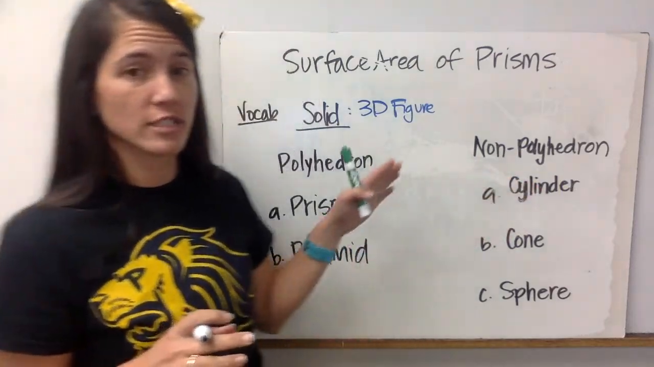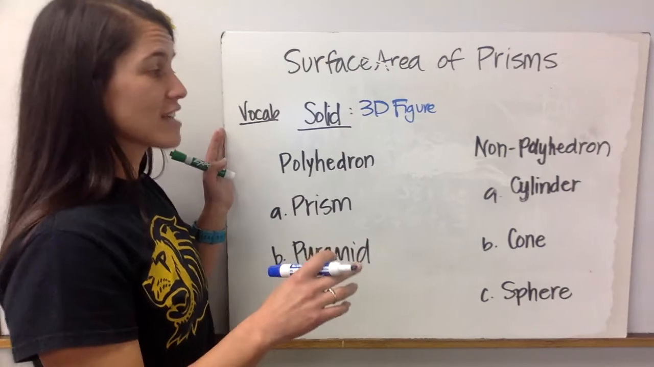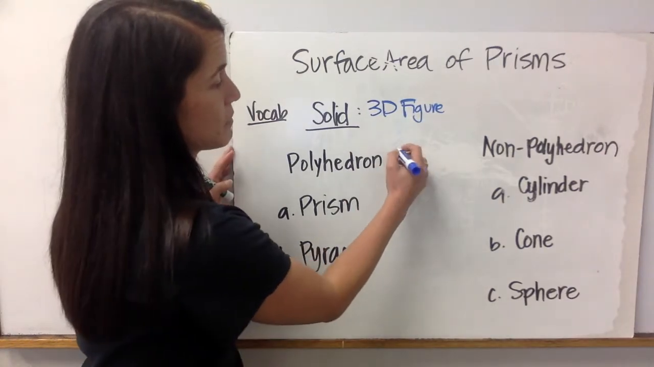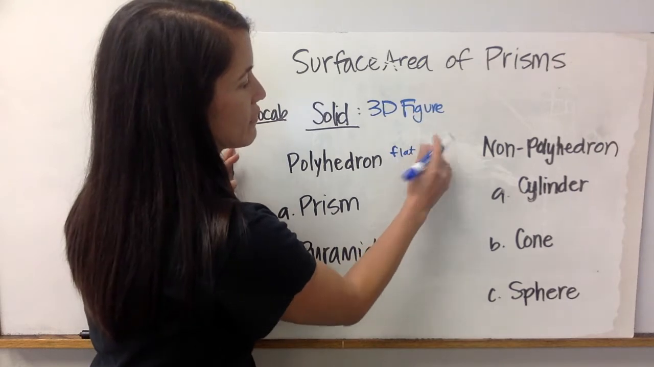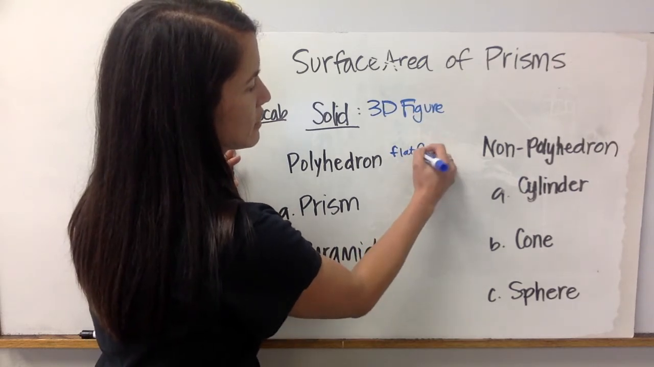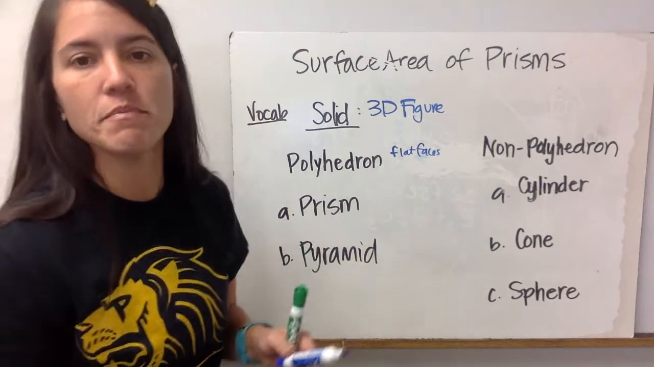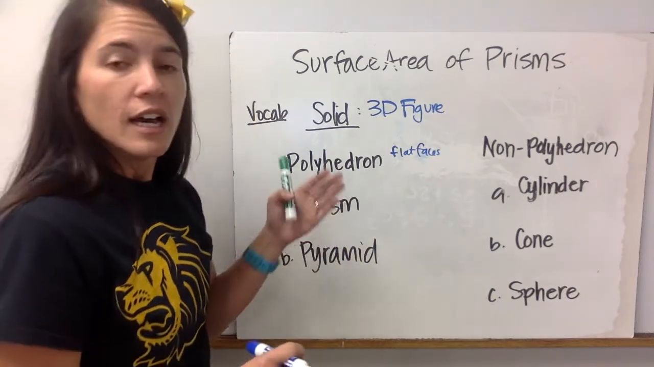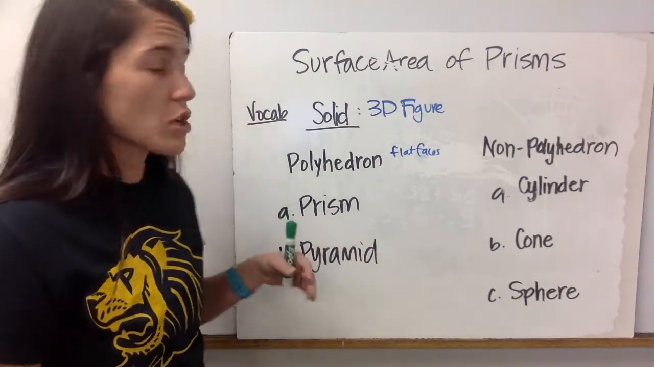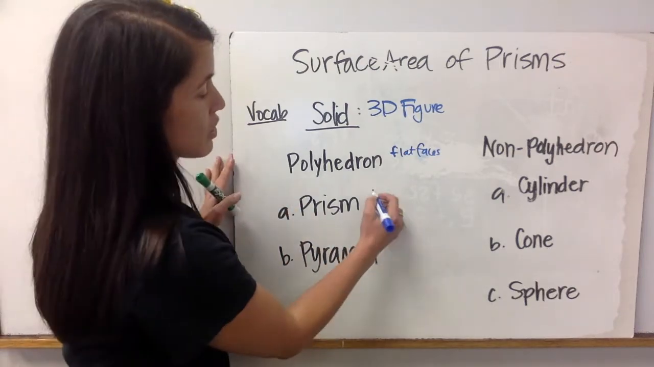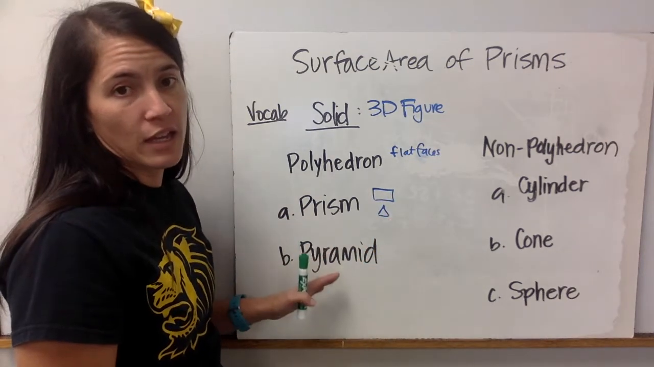There's polyhedrons and non-polyhedrons. So a polyhedron is a solid that has all flat surfaces or flat faces. Flat surfaces and flat faces, meaning they're all straight. And the two polyhedrons that we will talk most about, there's more than two, but the two we'll talk most about are prisms. And we're going to talk about rectangular prisms and triangular prisms, and pyramids.